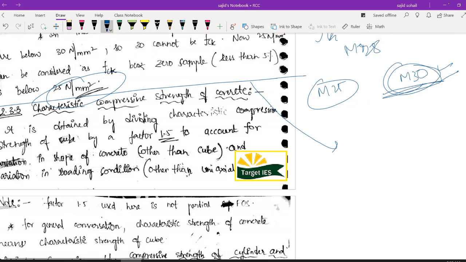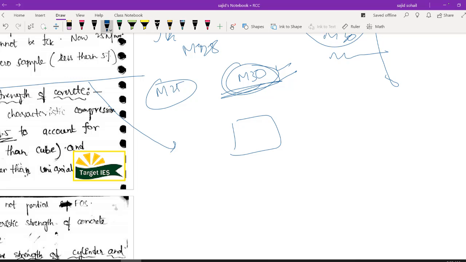We have seen cubes, right? What is happening in cubes? See, let us be very clear. It is a symmetrical object. You are casting it and keeping it with care in the laboratory itself. You are not exposing it to other conditions, and you are applying only uniaxial loading.